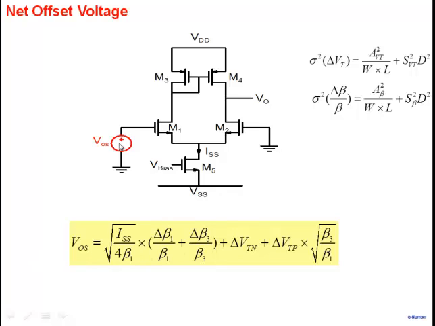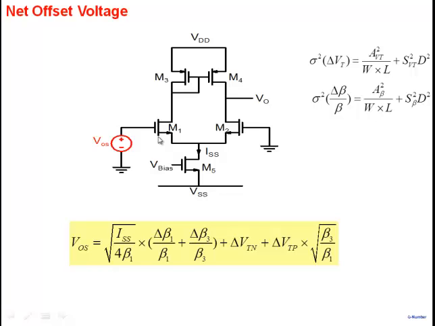Now you see, if you want a small offset voltage, what do you have to do? Note, you would like to make all these, delta beta 1 by beta 1, delta beta 3 by beta 3, delta VT and delta VTP, small. All that is telling you is to use large sizes. Keep areas large and automatically the mismatches become small. Use large sizes and a common centroid layout.